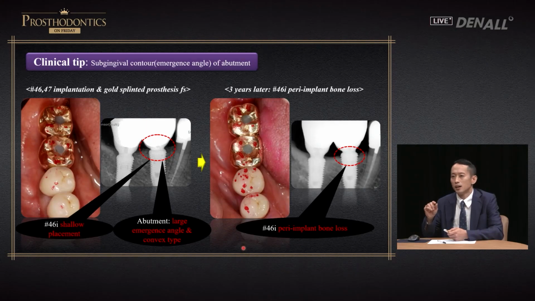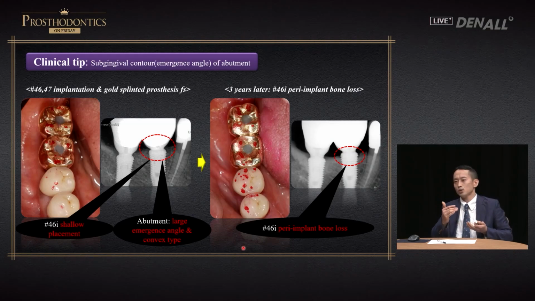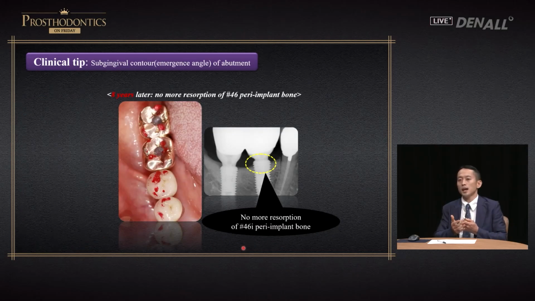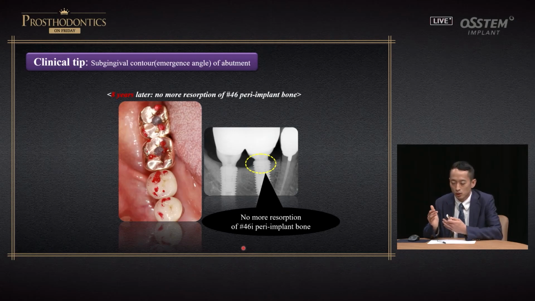In the case of patients with thin soft tissues, if you use abutment with convex contour and drastic emergence angle, it can pressure the soft tissue, leading to bone loss in surrounding bone to secure soft tissue thickness. That's my personal opinion. Fortunately, in the case of this patient, the patient had good oral hygiene. Therefore, bone loss occurred only to the level soft tissue thickness was secured, but if the patient has bad oral hygiene or if there is food impaction, it can lead to peri-implantitis.